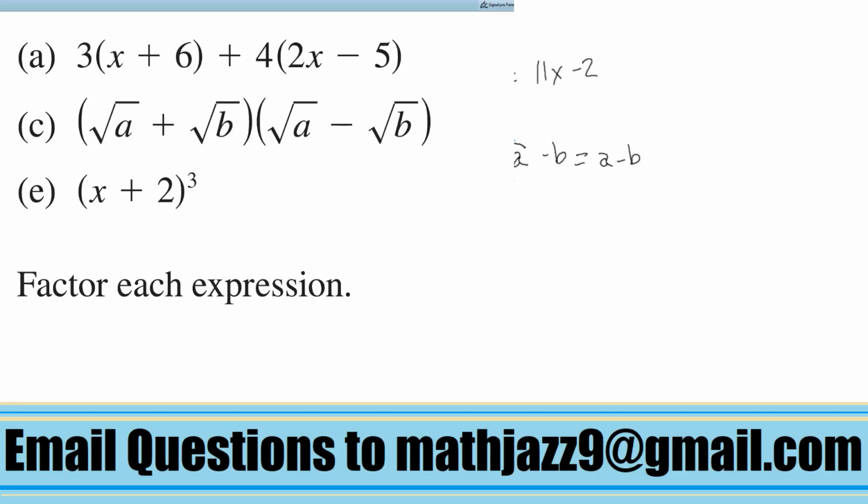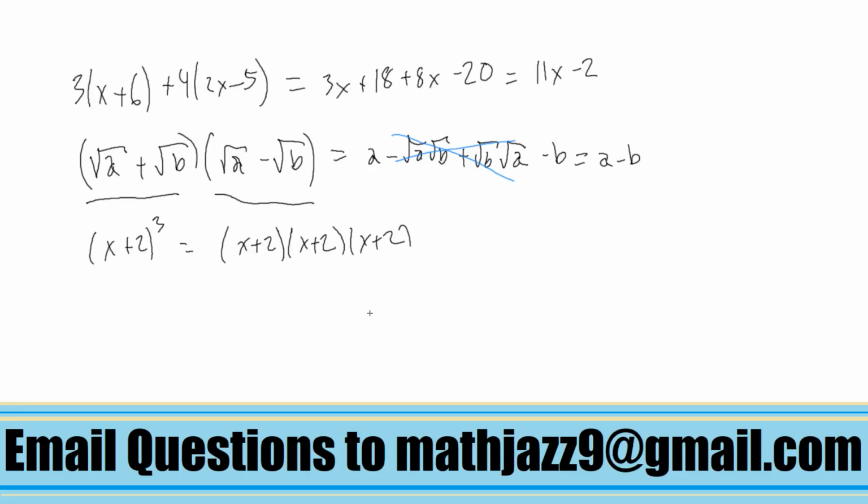And the last one here is x plus 2 to the third, which is going to be x plus 2 times x plus 2 times x plus 2, like so. Now, there are other ways of doing this. If you remember the binomial theorem, which I don't think we cover in this class, there's a way of doing this directly. However, we're just going to multiply this out. So we're going to multiply two of the terms first, and then multiply it by x plus 2 after the fact.